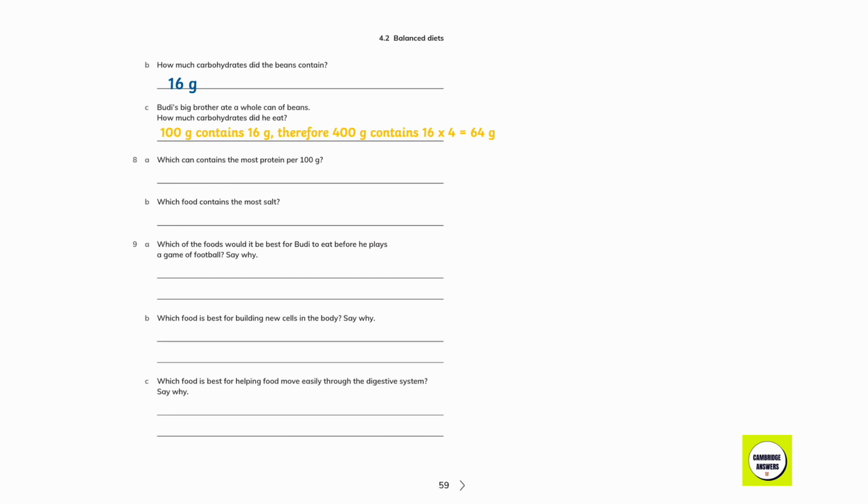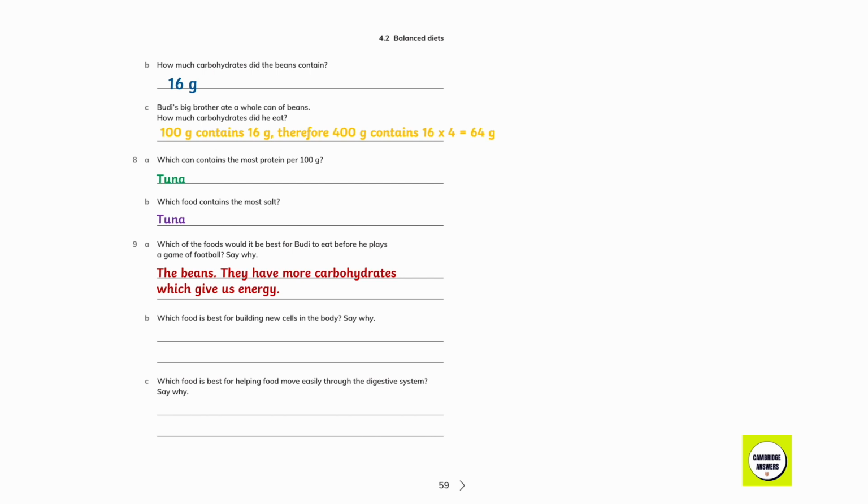Which can contains most protein per 100 grams? Tuna. Which food contains the most salt? Tuna. Which of the foods would be best for Beauty to eat before he plays a game of football? Say why. The beans. They have more carbohydrates which give us energy.